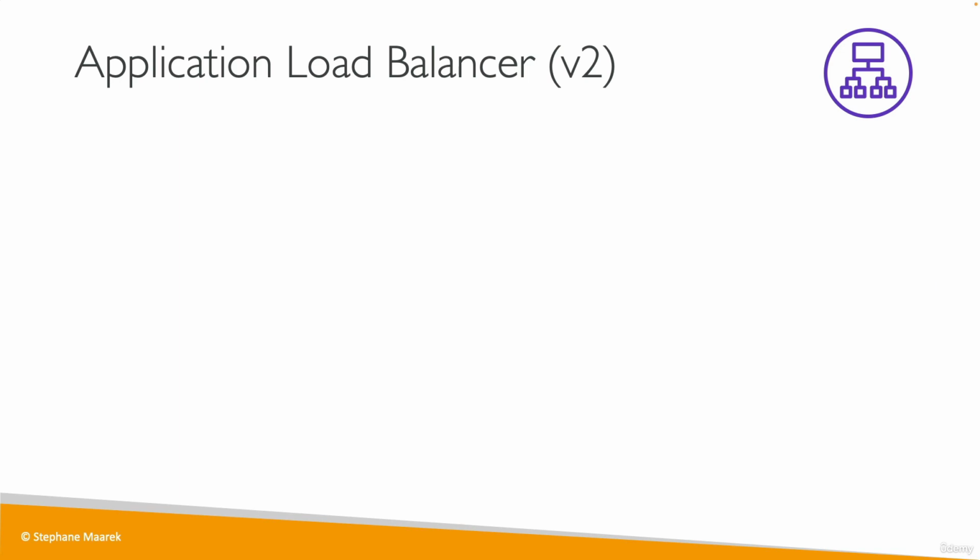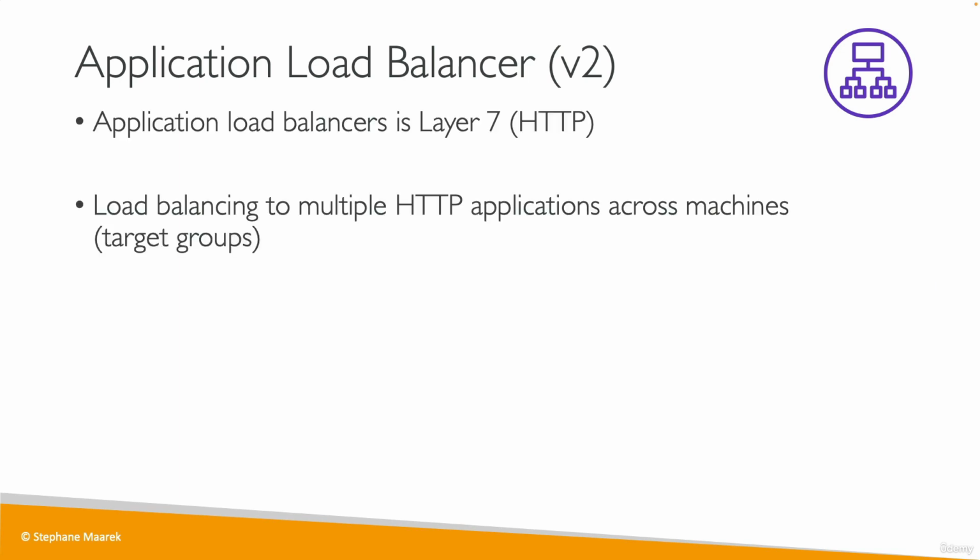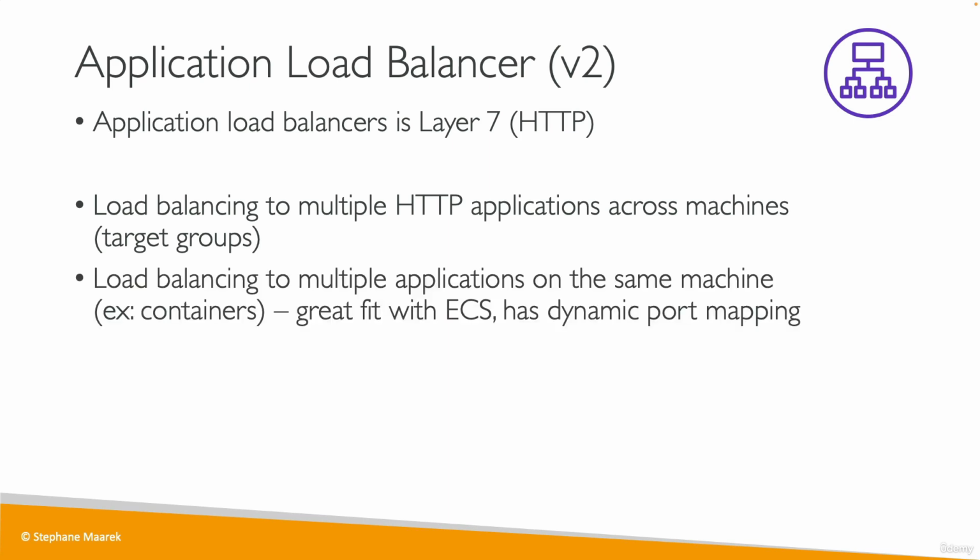Next, we have the ALB. So it's layer 7, only HTTP, and you can load balance across multiple machines in a target group. Now, the load balancing can also happen to multiple containers on the same machine, which makes it a great fit to be using with the ECS service, which leverages the dynamic port mapping feature of the ALB. It also has support for HTTP version 2, as well as the WebSocket protocol.